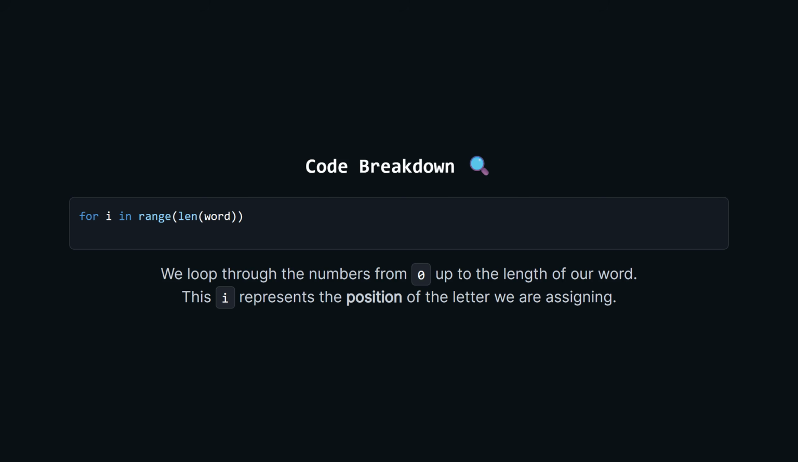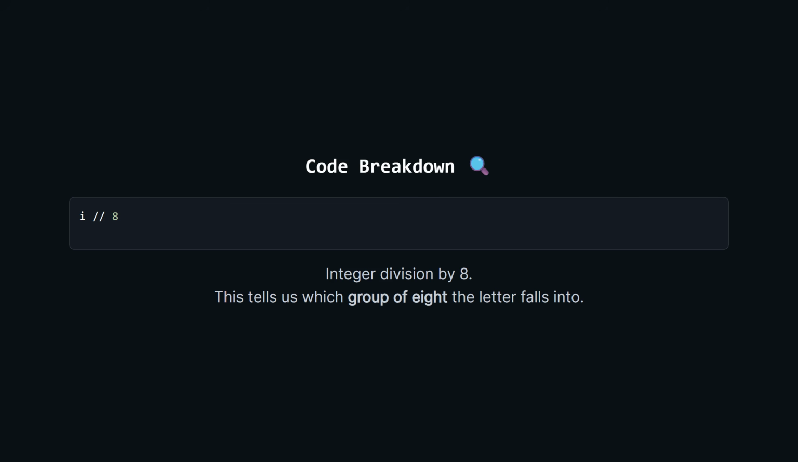First, we set up a loop that counts from 0 up to the length of our word. This variable i represents which letter we are currently placing on the keypad. Next, we take that position i and divide it by 8, throwing away any remainder. This tells us which batch of 8 this letter belongs to. The first 8 letters will result in a 0 here.